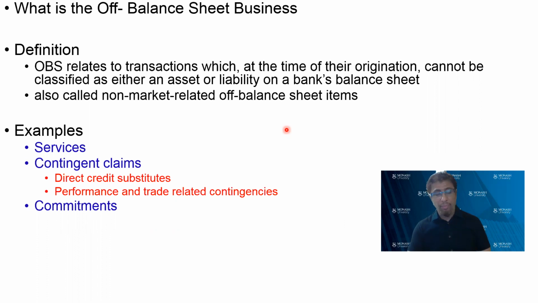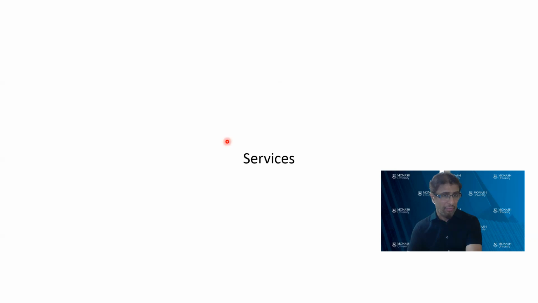Now, this is a little bit different from the derivatives, as I told you. And examples are services, contingent claims, and the contingent claim can be direct credit substitute, or performance and trade-related contingencies, and commitment. And we will explain in the following slides those items one by one. Let me start first by the services.